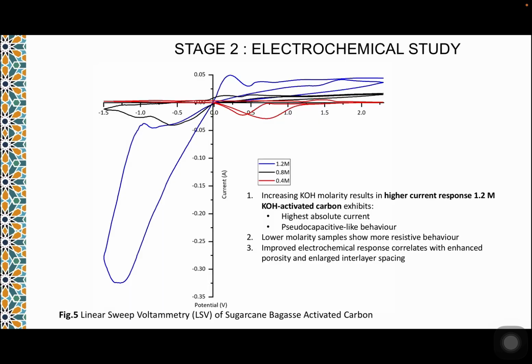This is in agreement with our previous analysis done in the previous stage, which is XRD, where we have the highest d-spacing, also referring to the sample produced using 1.2 mol KOH.